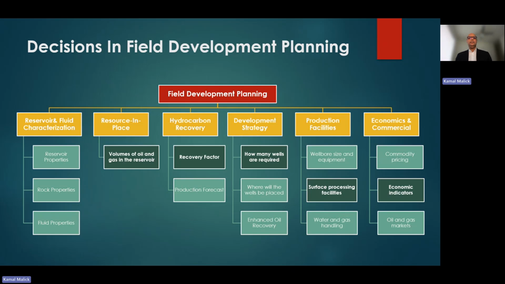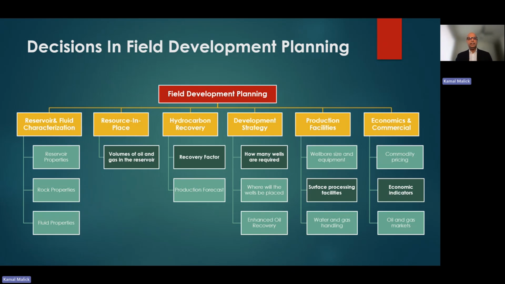Here are some of the key uncertainties and decisions involved in field development planning. I've broken them down into reservoir and fluid characterization, resource in place, hydrocarbon recovery, development strategy, production facilities, and economics and commercial. I've also highlighted some of the most critical ones in the dark green boxes. These would be the volumes of oil and gas present in the reservoir, or how big is the tank, or what is the size of the prize.